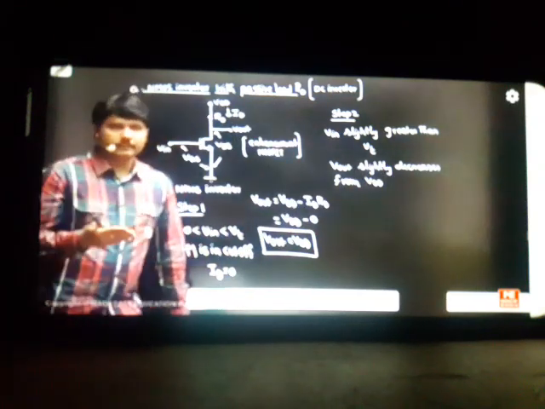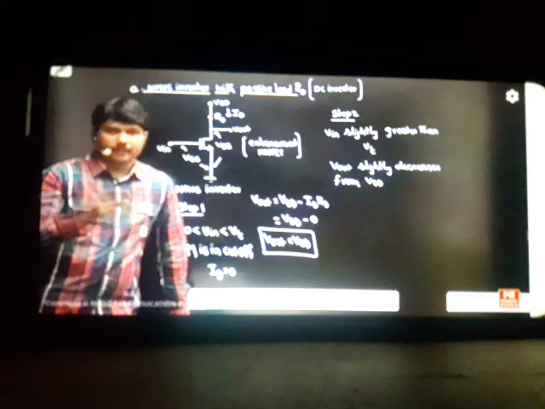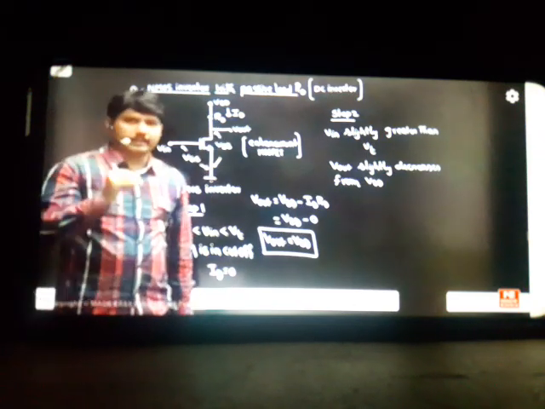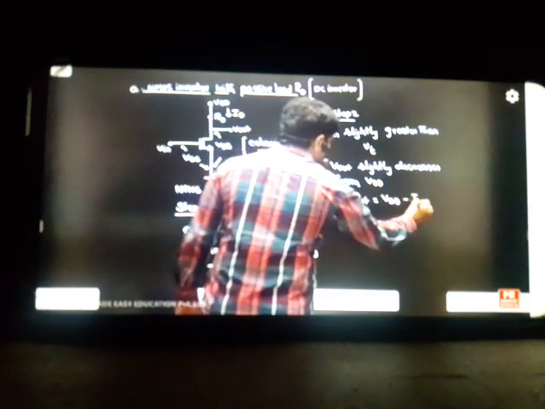When your input increases greater than the threshold voltage, your MOSFET will come on. At that time, your output slightly decreases from VDD. VDD is the highest, and it decreases because the cutoff condition is over. Now some current is passing here, therefore the output will be slightly decreasing, because V out is equal to VDD minus ID into RD.